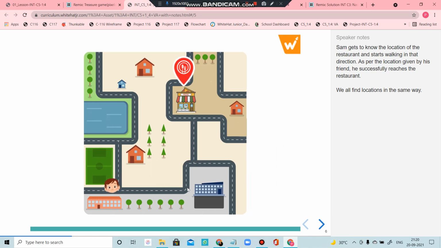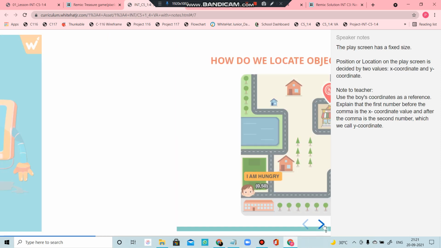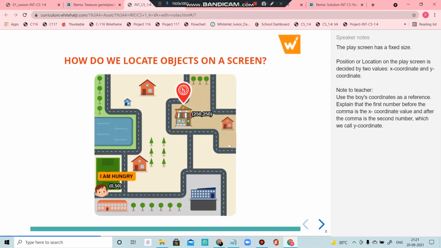Now again, since he is reaching the pizza restaurant, let's note that the computer does not locate the object the way we do. Okay, so hope this is very well understood. Let's understand how the computer understands this. So here, look at the position of Sam.